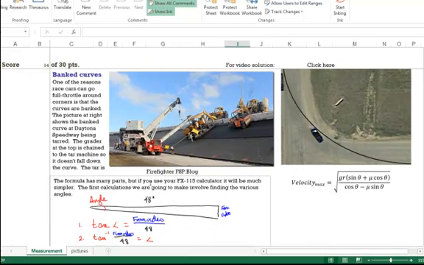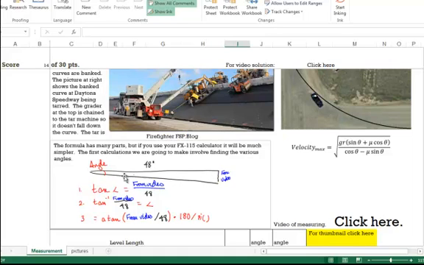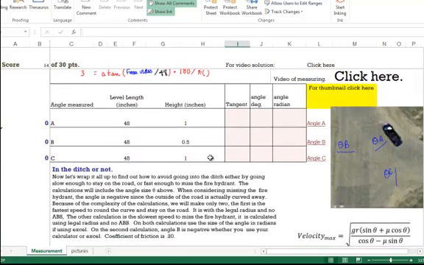The formula has many parts, and you see it here on the right-hand side, but you can use your FX calculator to simplify it. The first calculations we're going to make are to find the various angles. Now, if you notice here in the picture, the angle is over here on the left-hand side. The level is 48 inches long. So from the video, we will get the other side of the angle.